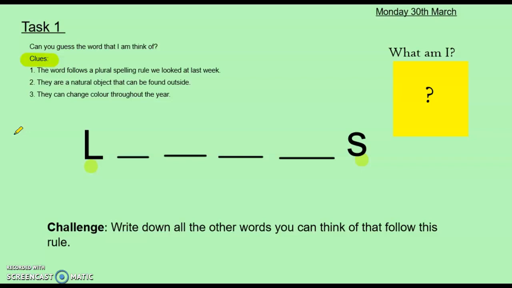There's another clue. They are a natural object that can be found outside. And they can change colour throughout the year. So have a go. What do you think the missing word is? Write it down and then upload it to Seesaw with the rest of your spelling words.